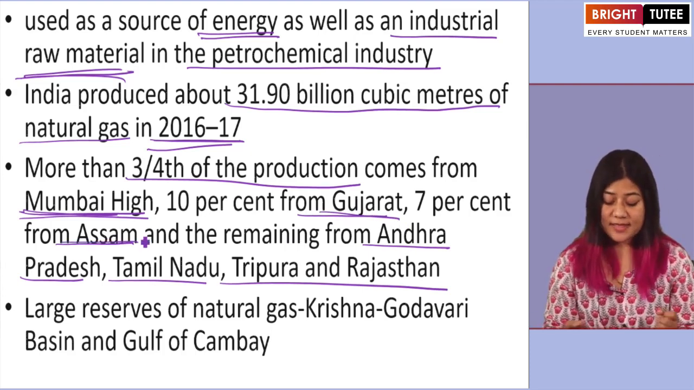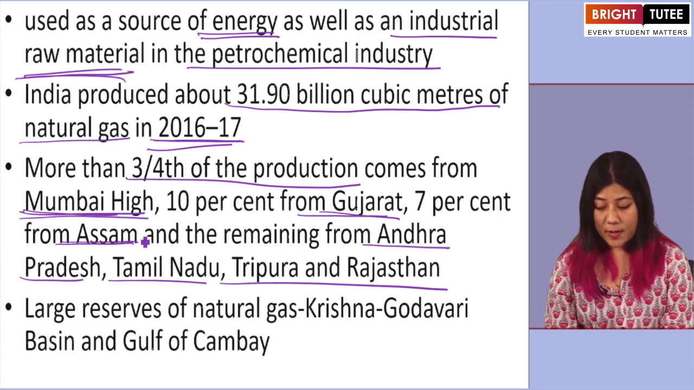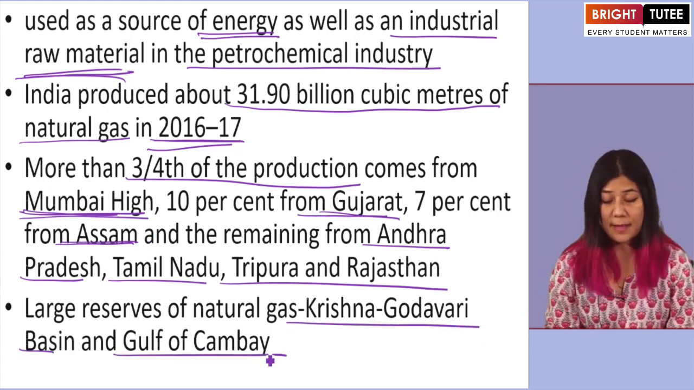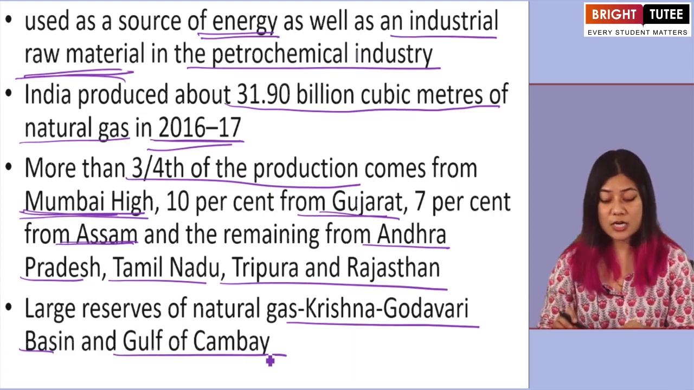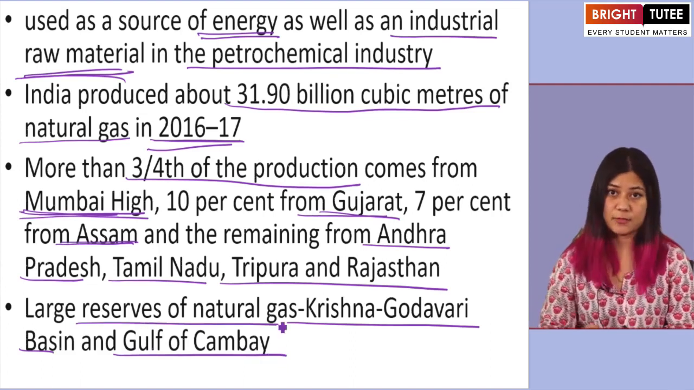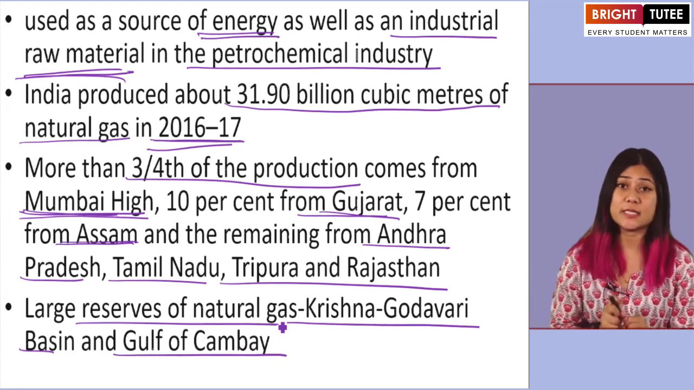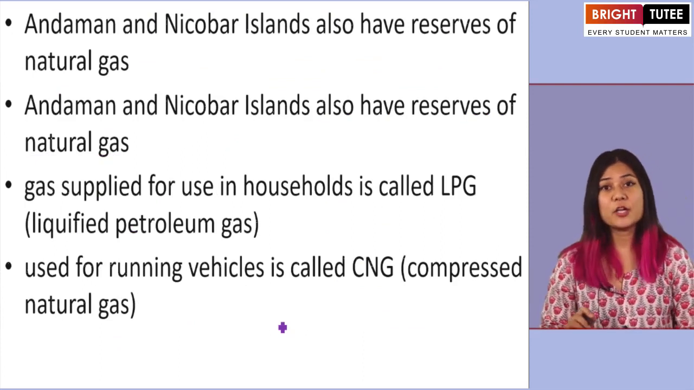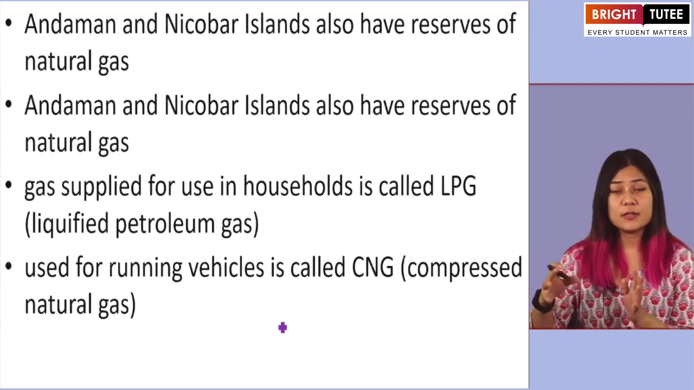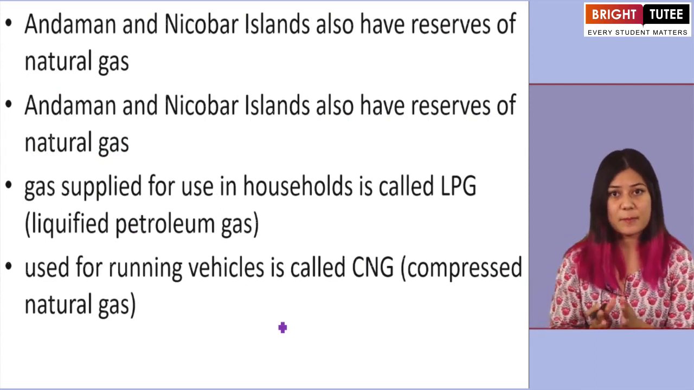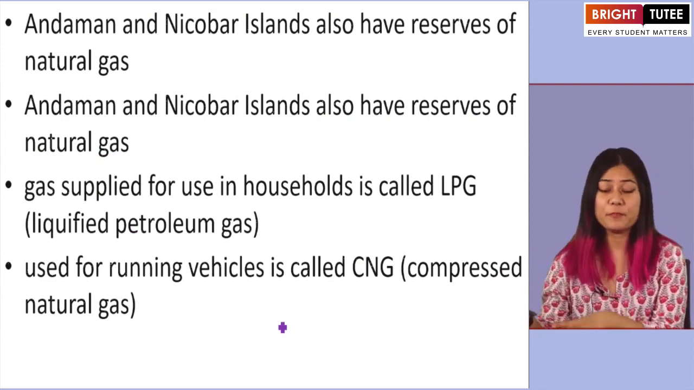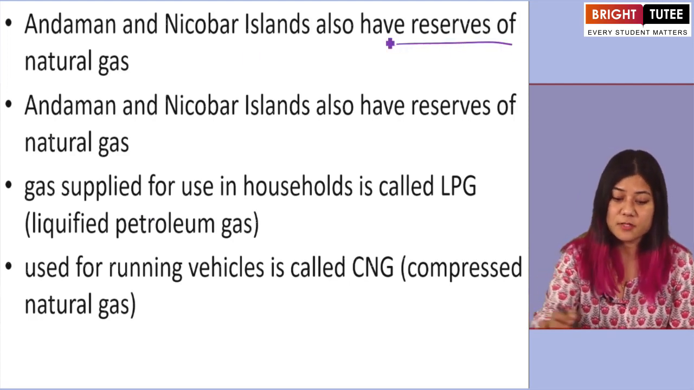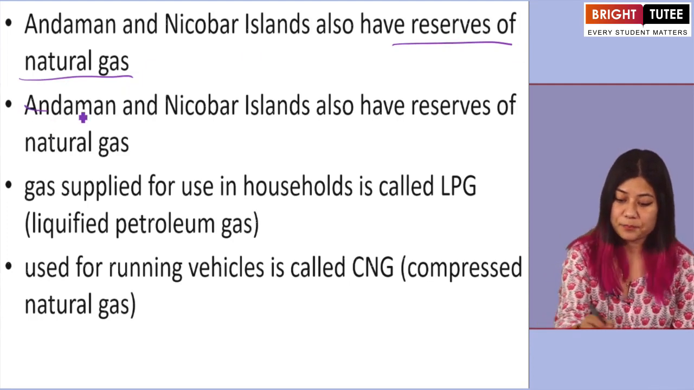But there are other reserves of natural gas as well, and those are the Krishna Godavari Basin and the Gulf of Cambay. These are also some of the large reserves of natural gas, from where natural gas can be acquired. The Andaman and Nicobar Islands, which are on the right side of the peninsular part of India, in the Bay of Bengal, also have some reserves of natural gas.